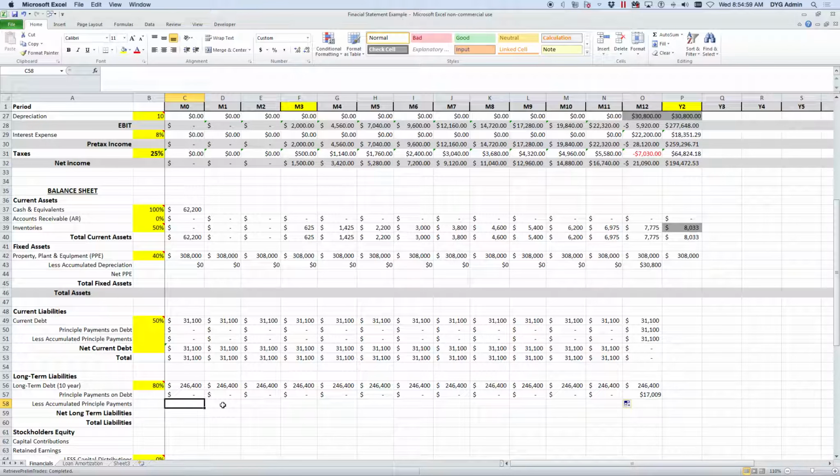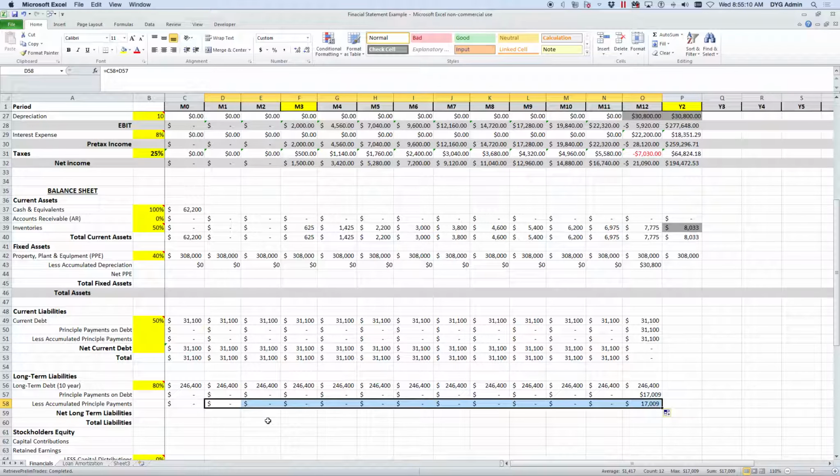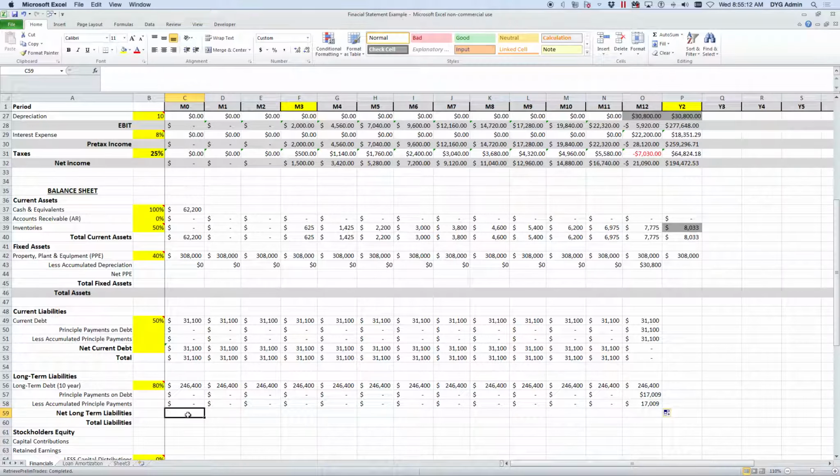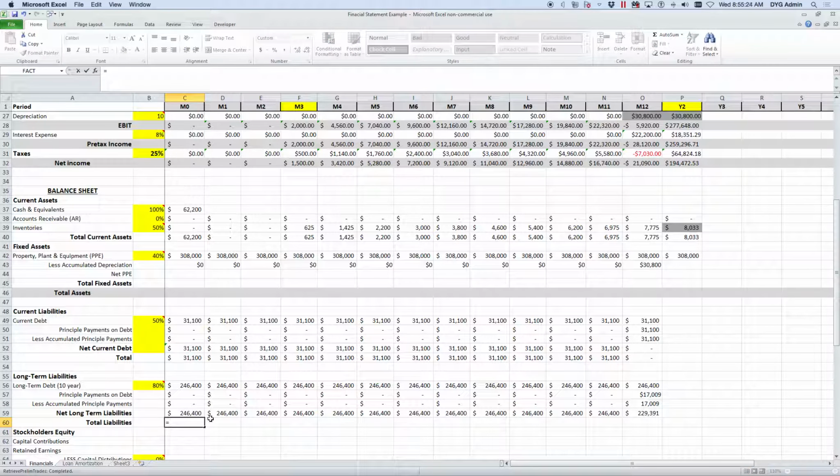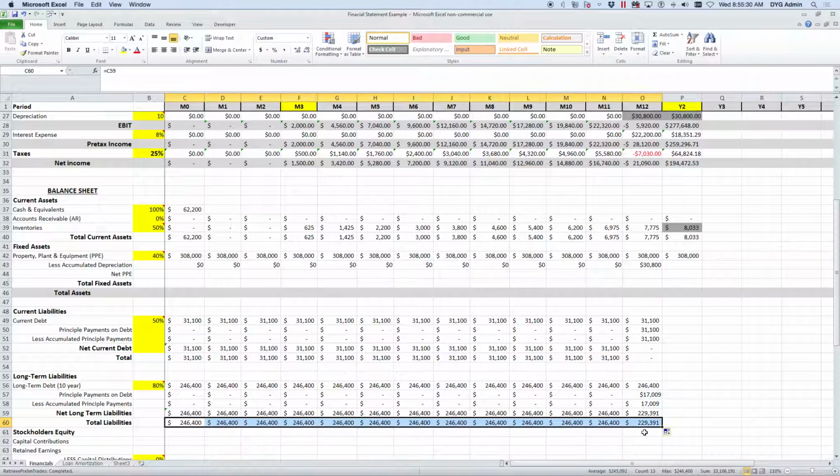And again, accumulated principal payments on the first month, it's that. Every month after that, it's equal to whatever it was before, plus the new payment. And so when you carry that out, we get to this accumulated. Net long-term liabilities is equal to your liabilities minus your accumulated principal payments. That's all good. Drag that out. Equals that, because that's the only long-term liabilities we have. There you go.